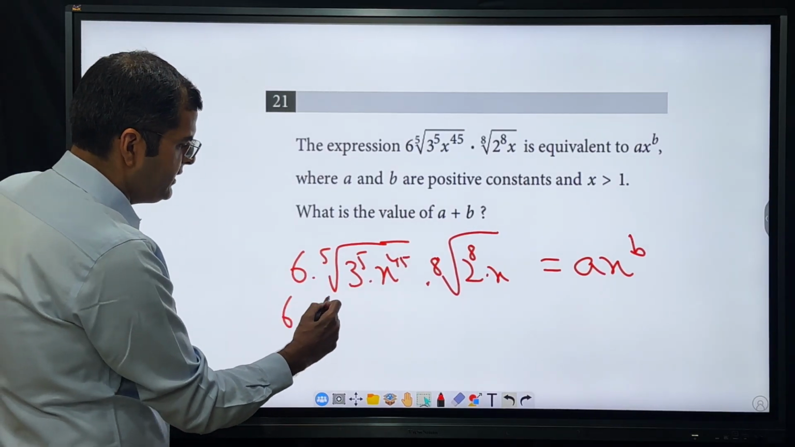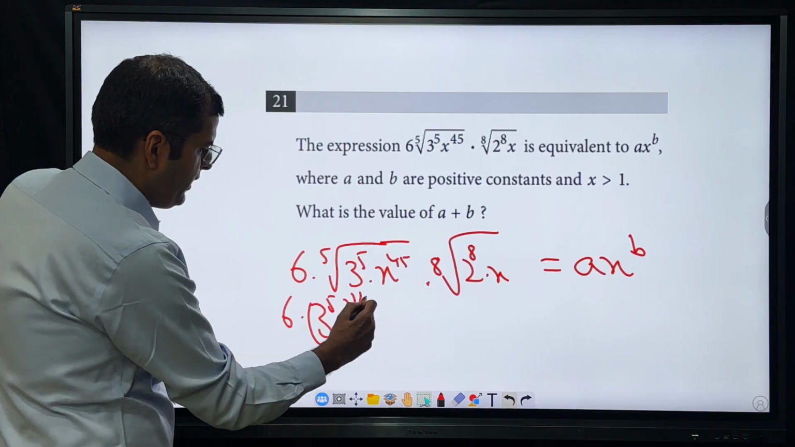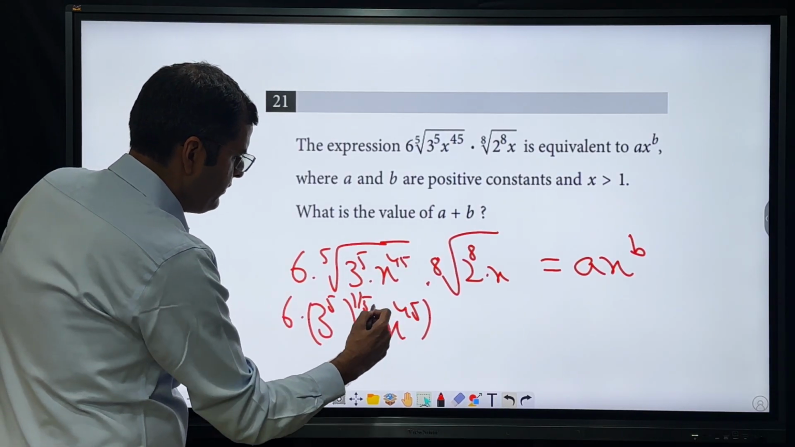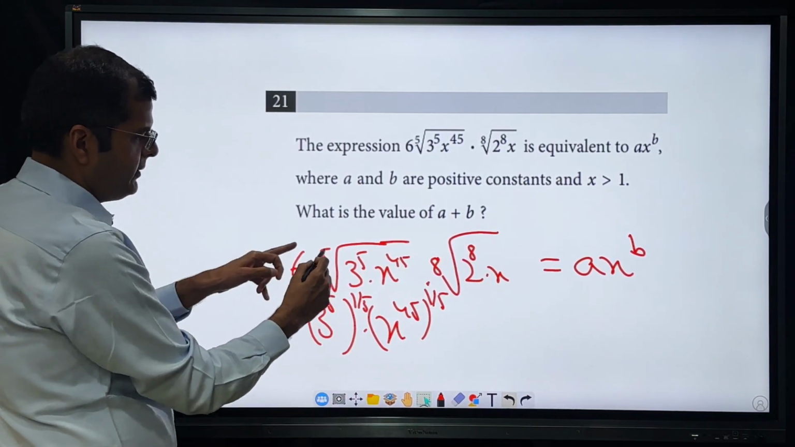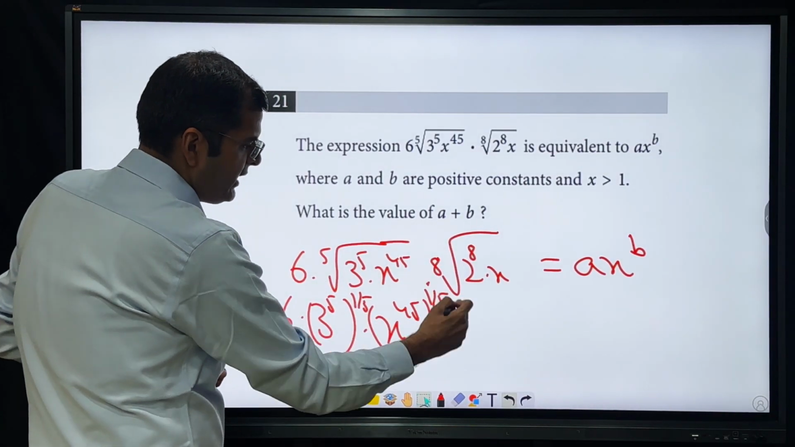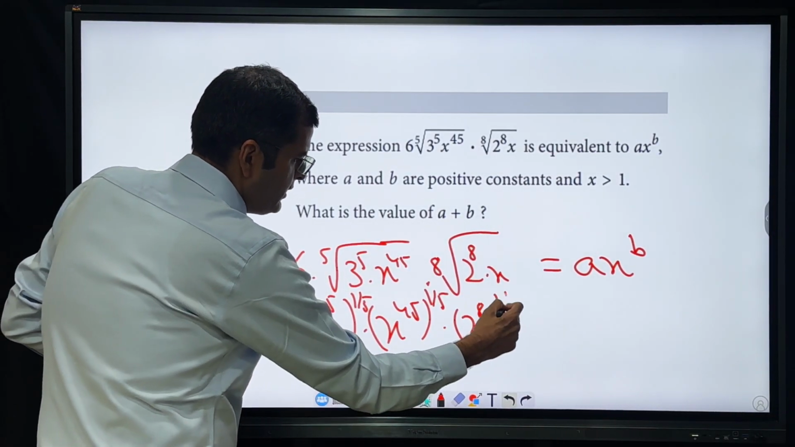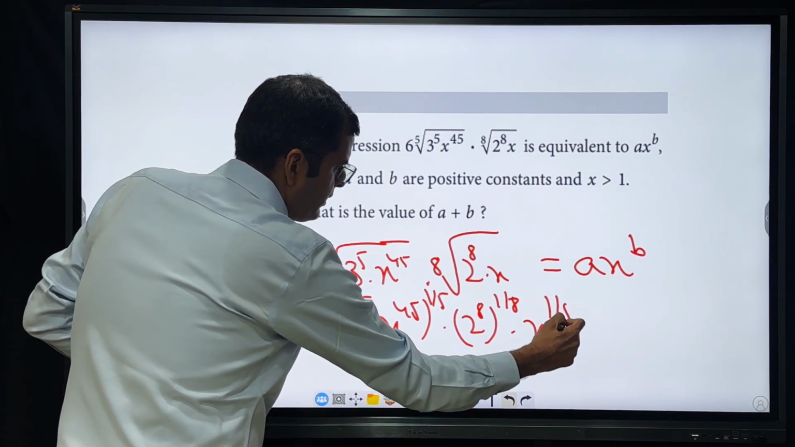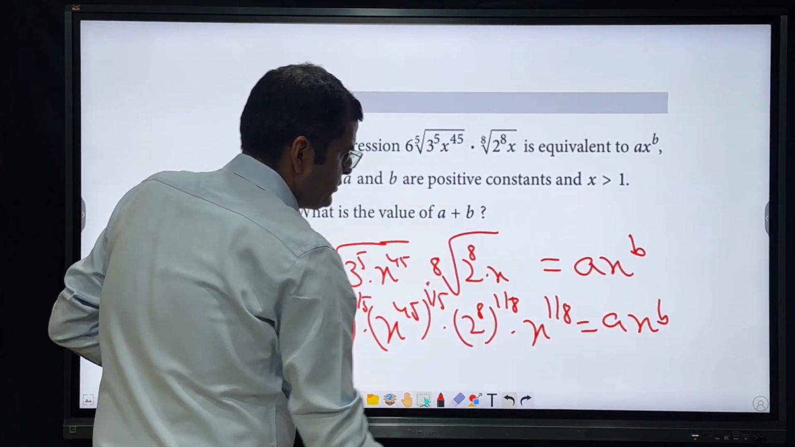So I can write this as 3 raised to 5 raised to 1 by 5 times x raised to 45 raised to 1 by 5, because this is the fifth root of that, times I can write this as 2 raised to 8 raised to 1 by 8 times x raised to 1 by 8 is equal to a into x raised to b.